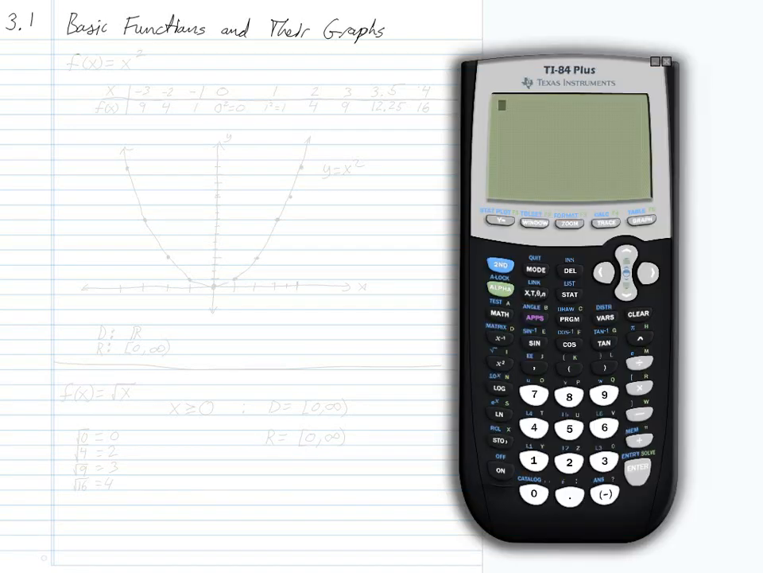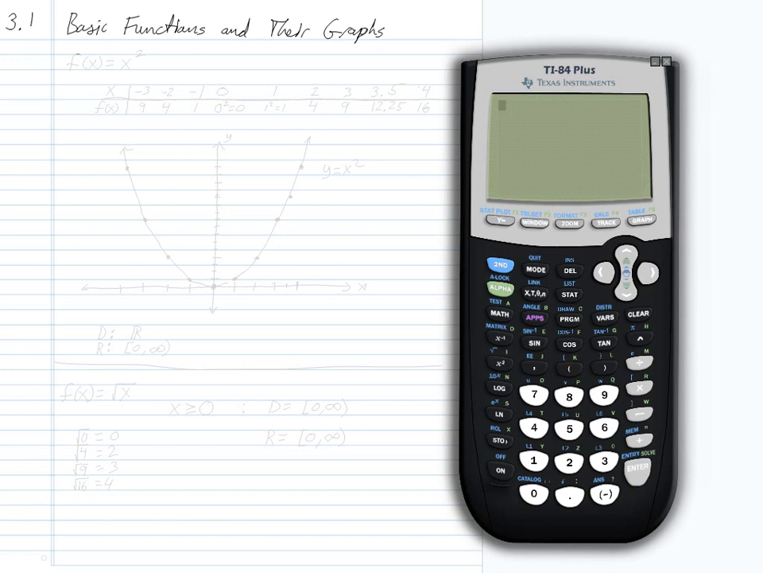Welcome to section 3.1, Basic Functions and Their Graphs. So far in this course, we have looked nearly exclusively at linear functions. We've seen a few examples of nonlinear functions, but in this section we are going to greatly expand on our library. There are several families of functions that are introduced in the notes, beginning on page 37, that we will want to familiarize ourselves with.